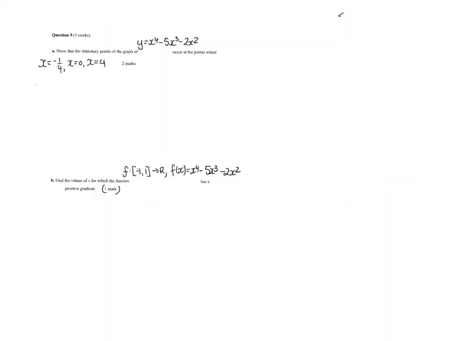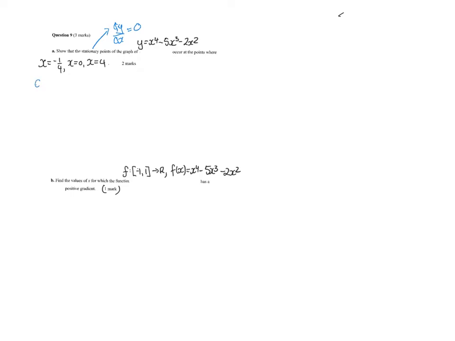Okay, so with question 9, it says show that the stationary points of the graph there occur at the points where x equals and so on. So what you should be doing is when you look at these questions, start writing straight away. Stationary points means dy dx equals 0. So if I need to show that the stationary points, I probably need to get dy dx.